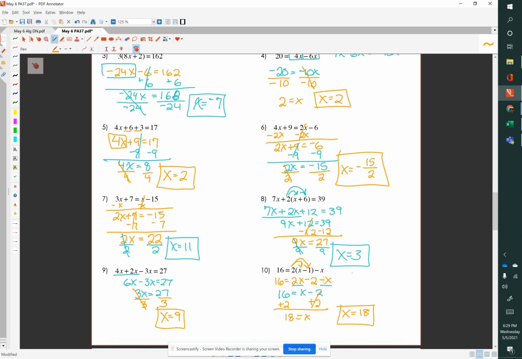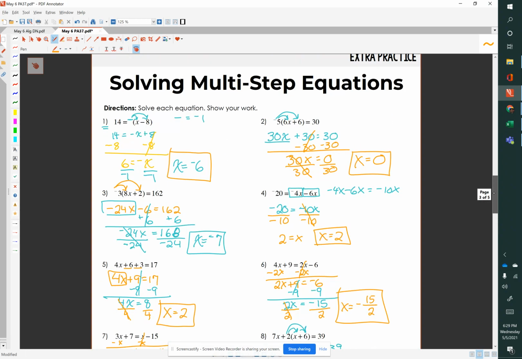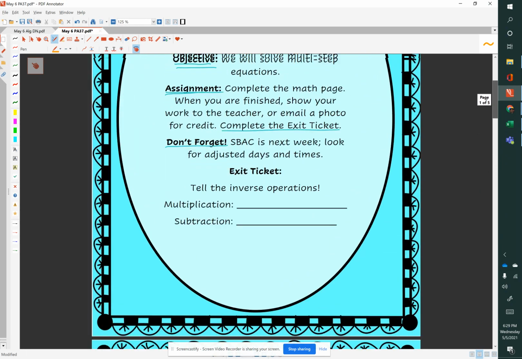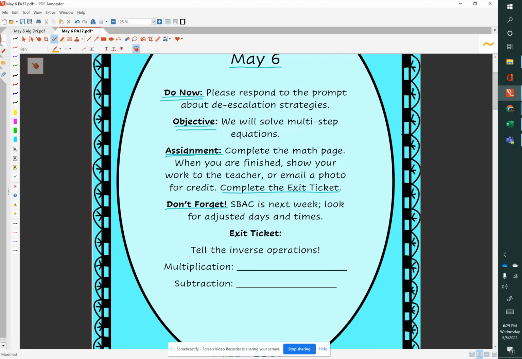So you can check all of these by substituting the answer for x, and your answers should check. So let's go up to our exit ticket. It says, tell the inverse operations. The inverse operation of multiplication is division, and the inverse operation to subtraction is addition.